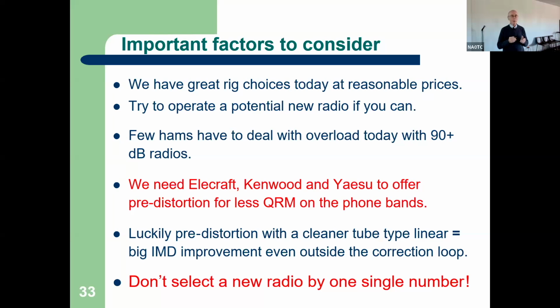Luckily, the tube amps will work quite well with a rig that doesn't support an external amp. So like in my case, I'm running a 7610. I've got an Alpha amp, I've got ACOM, they work great, as you saw in the picture. But don't pick a radio just on one number.